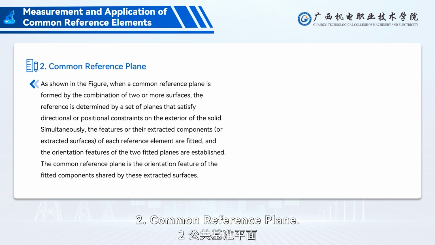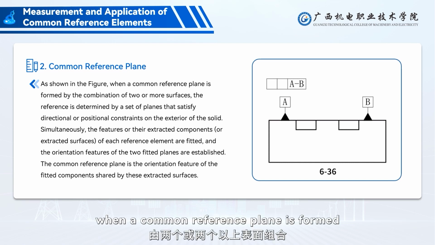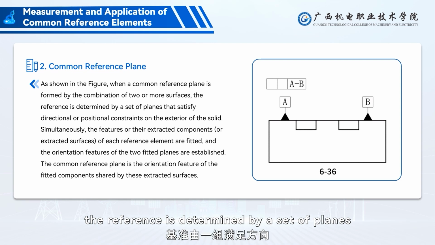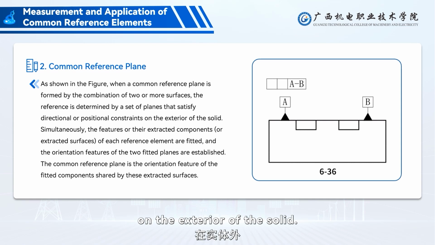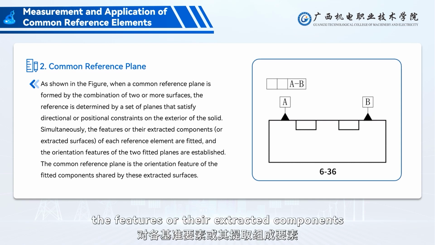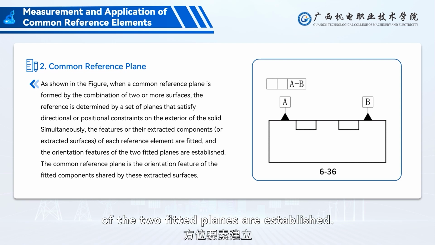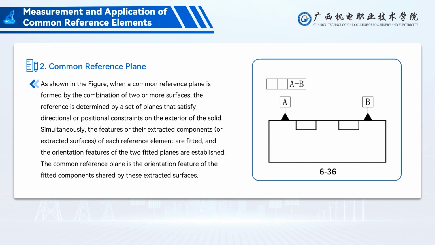2. Common reference plane. As shown in Figure 6.36, when a common reference plane is formed by the combination of two or more surfaces, the reference is determined by a set of planes that satisfy directional or positional constraints on the exterior of the solid. Simultaneously, the features with their extracted components, or extracted surfaces, of each reference element are fitted, and the orientation features of the two fitted planes are established. The common reference plane is the orientation feature of the fitted components shared by these extracted surfaces.